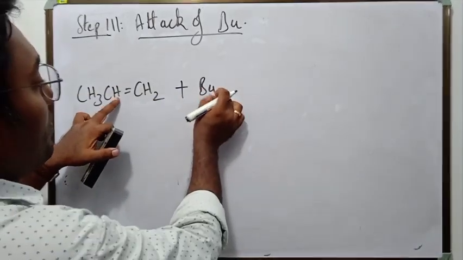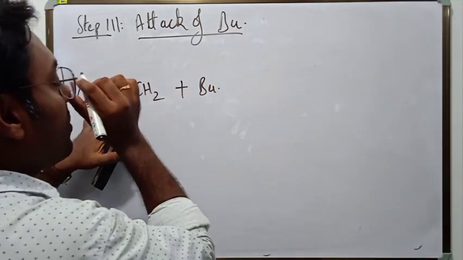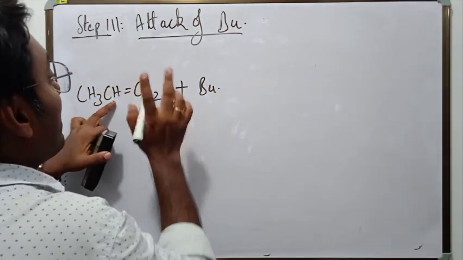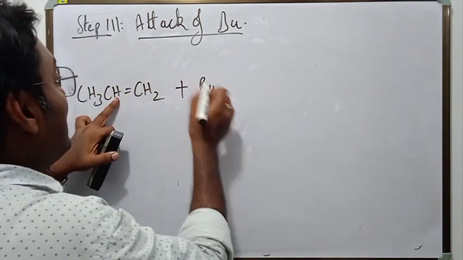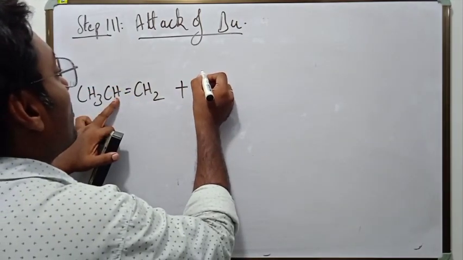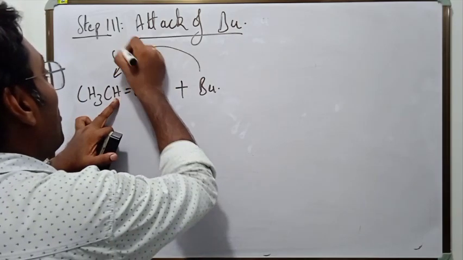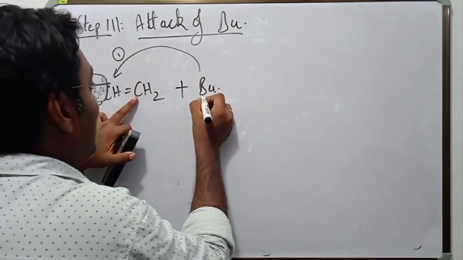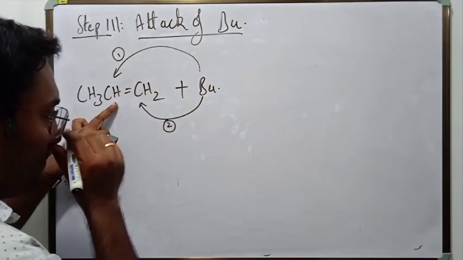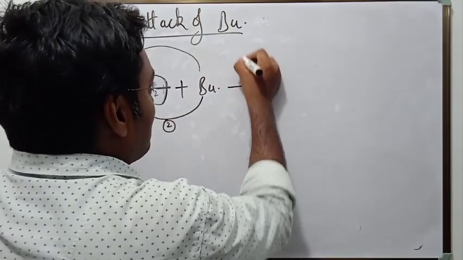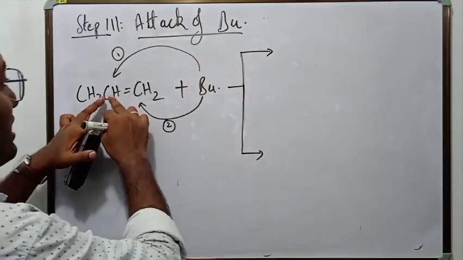Now it has 1 electron, it needs 1 more electron. This is the pi cloud. The pi cloud has 2 electrons in it. It just needs 1 electron. Either it can attack this carbon atom for that electron, or it can attack this carbon atom for that 1 electron, right? Suppose let us go for case number 1. It attacks this carbon atom.